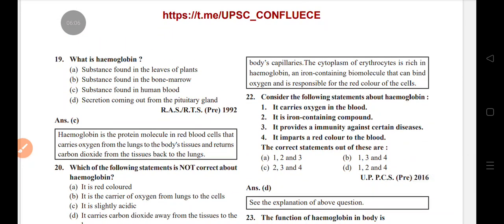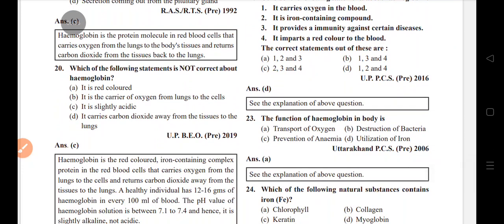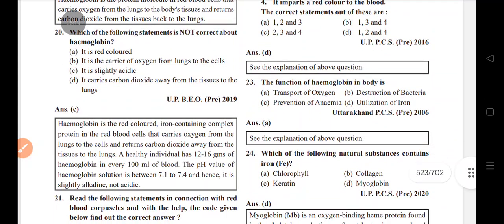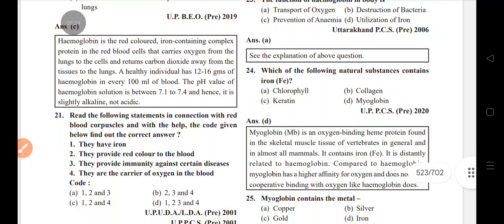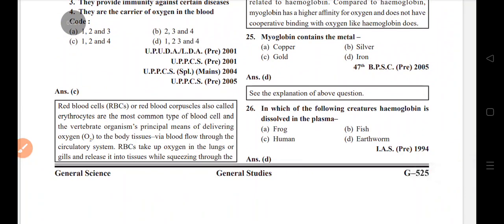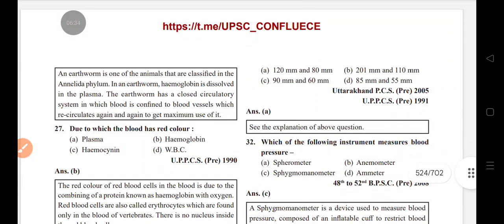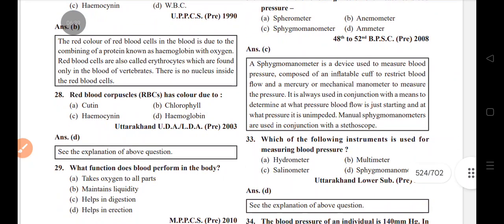So consider the following statements about hemoglobin. It carries oxygen in blood. It is an iron-containing compound. It imparts red color to the blood. The function of hemoglobin in the body is transport of oxygen. Natural substance containing iron: myoglobin. Myoglobin contains the metal iron. In which of the following creatures is hemoglobin dissolved in plasma? Earthworm. Due to which does blood have red color? Hemoglobin. RBC has color due to hemoglobin.